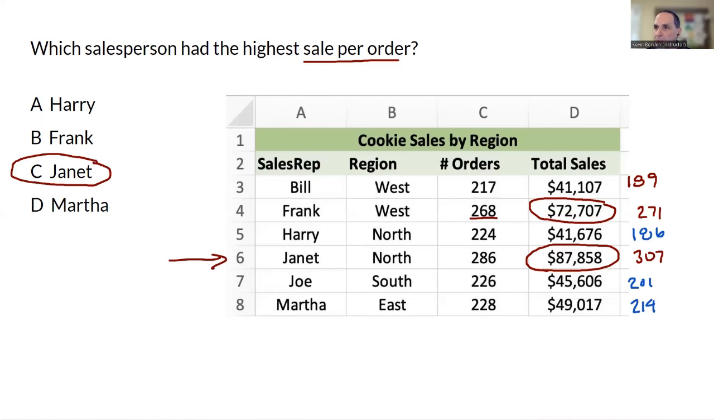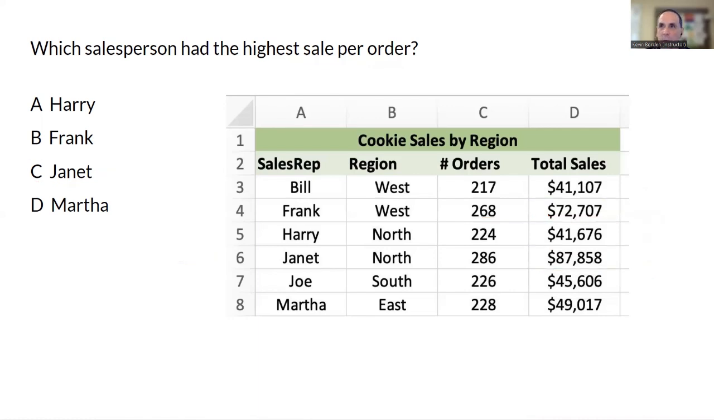Now, another thing that I wasn't paying attention to, which might have helped me out, is if these are the only 4 answers, we didn't really need to think about Bill, or who else is missing here, Joe. We only needed to think about the 4 people who were possible answers. So that could have saved us some time.